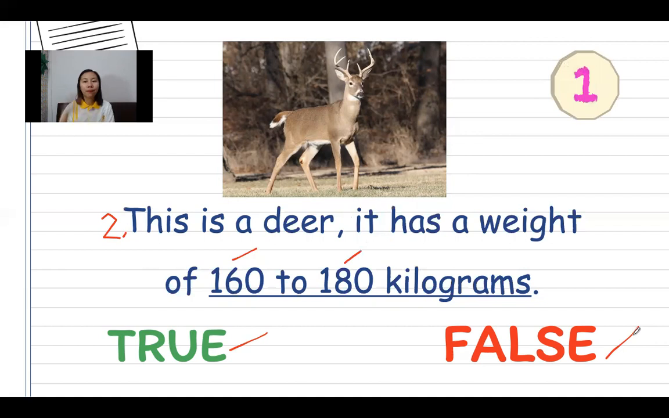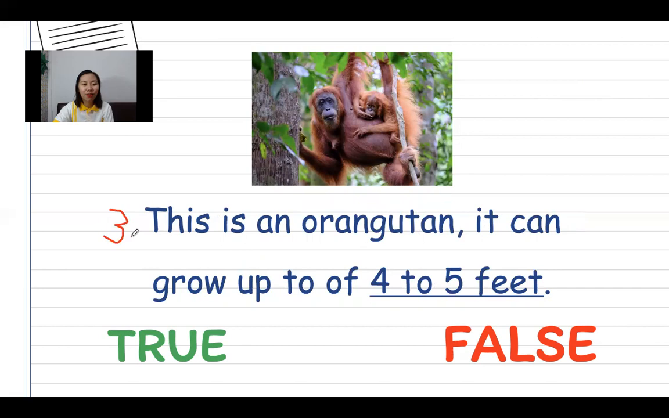Okay, next, number three. This is an orangutan. It can grow up to 4 to 5 feet. This is an orangutan. It can grow up to 4 to 5 feet. True or false? This is an orangutan. It can grow up to 4 to 5 feet. True or false? Go.